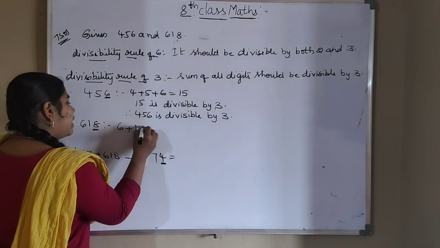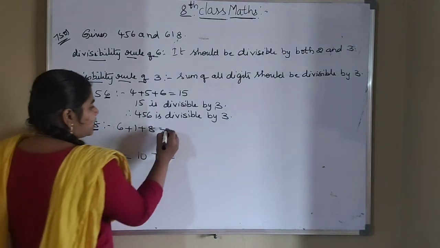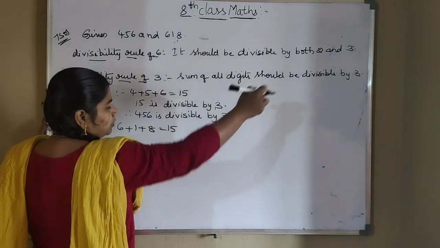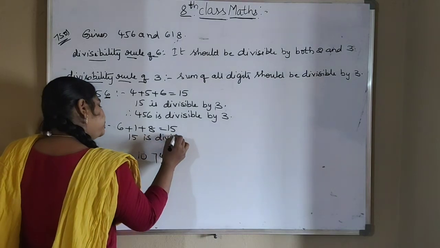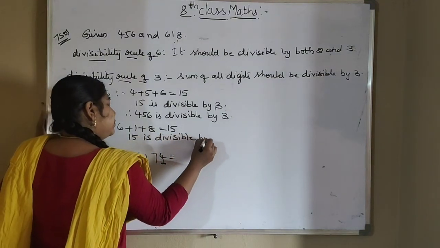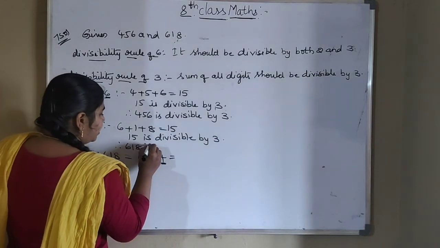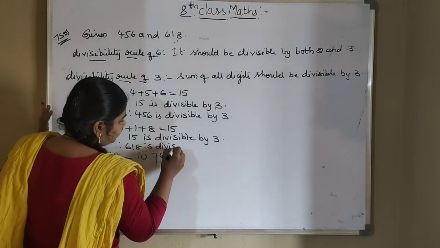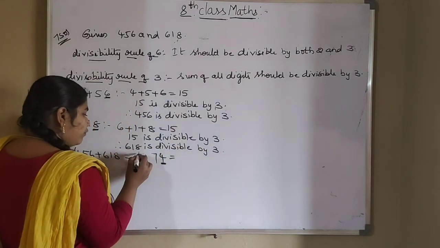Now next we have to check for this. 6 plus 1 plus 8. 8 plus 1 is 9. 9 plus 6 is again 15. 15 is a multiple of 3, so it will be divisible. 15 is divisible by 3. So therefore 618 is divisible by 3.